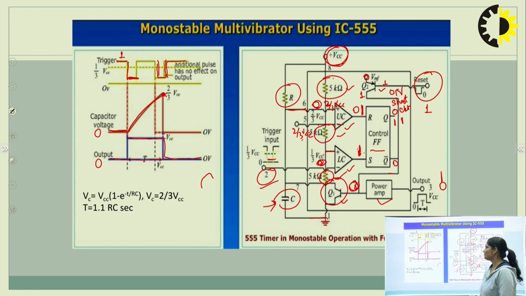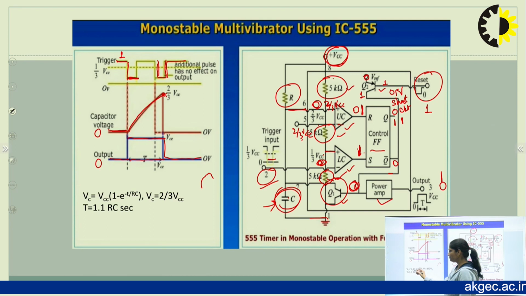Now here across this capacitor, your voltage is equal to what? VC is equal to VCC (1 - e^(-t/RC)). Here this is the voltage across this capacitor. Here we have to find out the time duration, the total time taken by this capacitor. So the capacitor will charge up until it gets to 2/3 VCC.